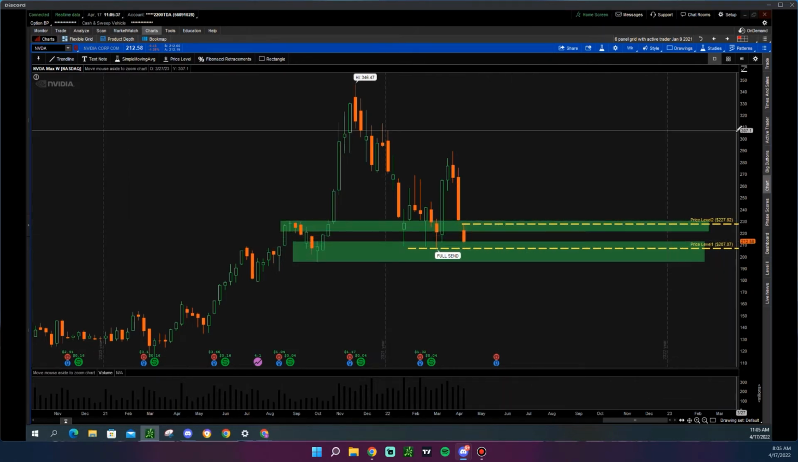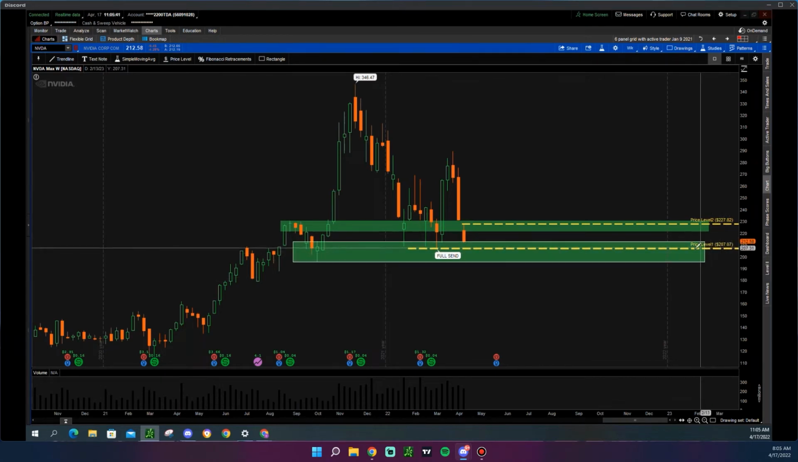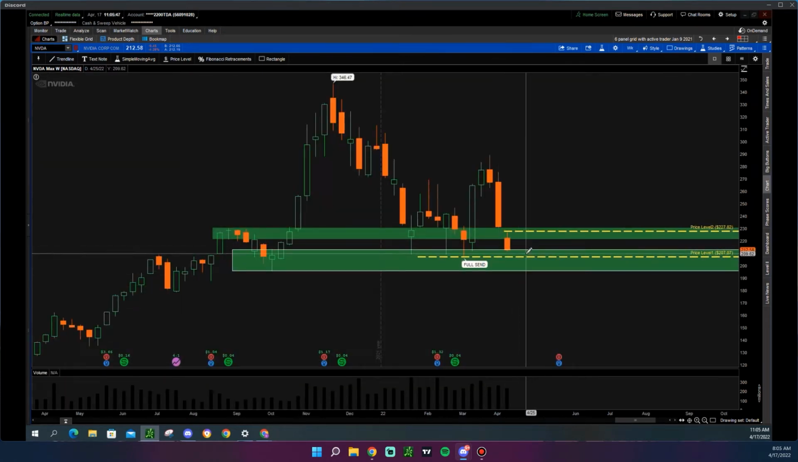And at this level, remember, this stock was at 350. They're getting a deal, a bargain at the 200s. Would they get a better deal below at like 180? Probably, yeah.